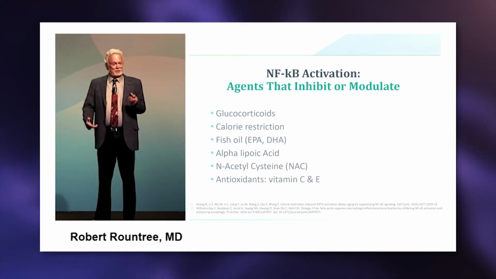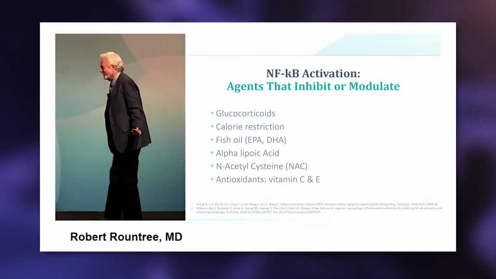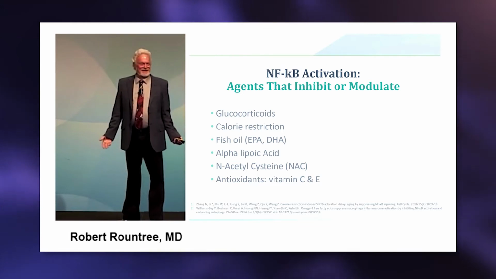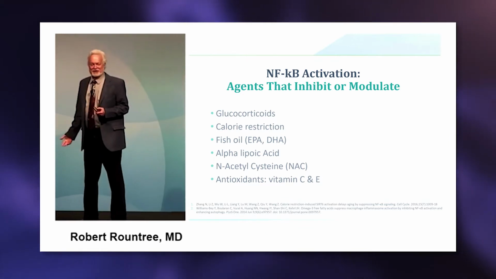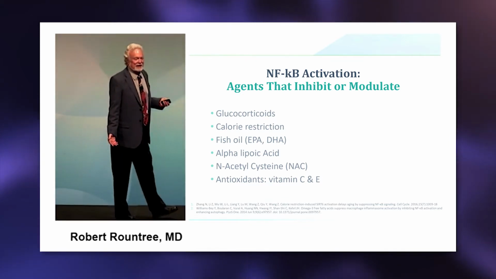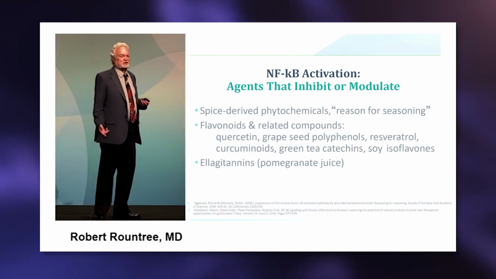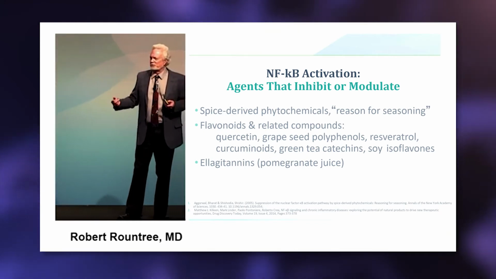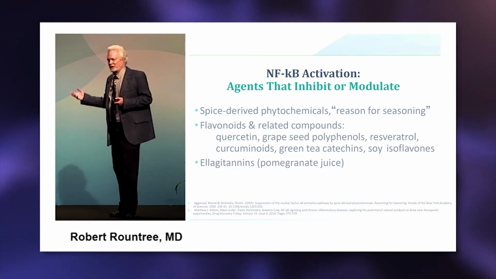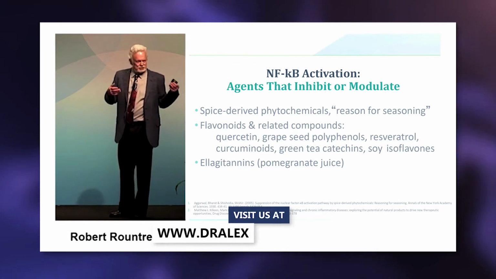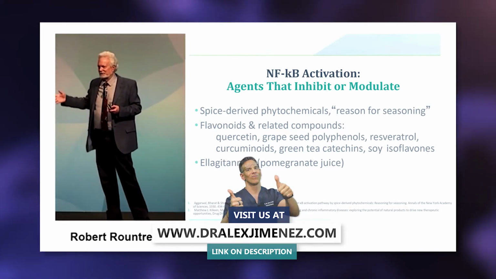So how do we turn it off? Give people prednisone. Wow! Or calorie restriction. You choose. Think about it. Fish oil, alpha-lipoic acid, N-acetylcysteine, which is a precursor to glutathione, antioxidants, spice-derived phytochemicals like rosemary and curcumin, quercetin, green tea, pomegranate juice. It turns out that most herbs or foods that are known to be anti-inflammatory down-regulate NF-kappa B, right?